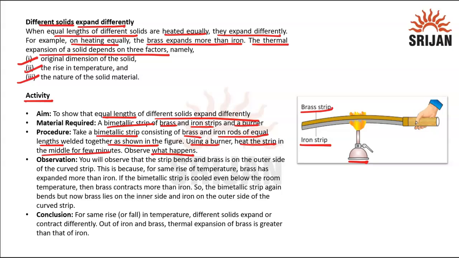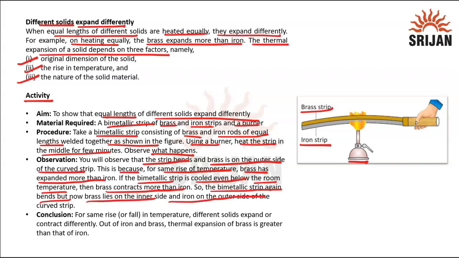What you will observe is that the strip bends and brass is on the outer side of the curved strip. This is because for the same rise of temperature, brass has expanded more than the iron. And if the bimetallic strip is cooled even below room temperature, the brass contracts more than the iron. So the bimetallic strip bends again, but now brass lies on the inner side and iron on the outer side of the curved strip.